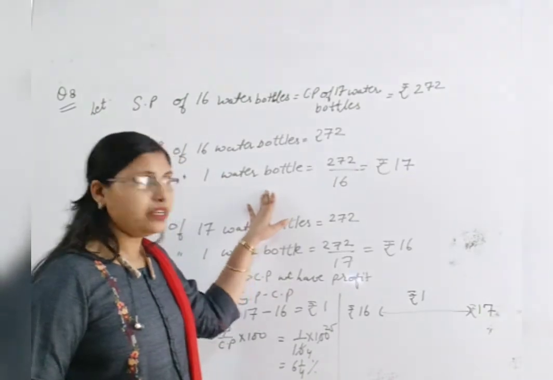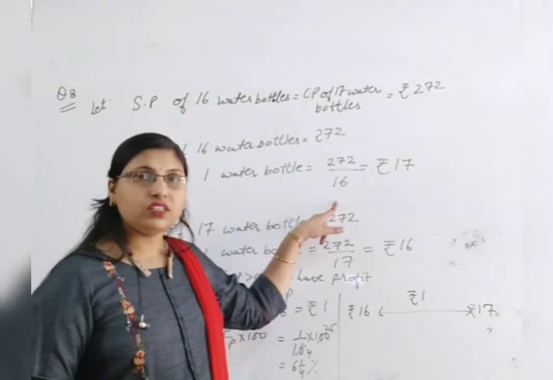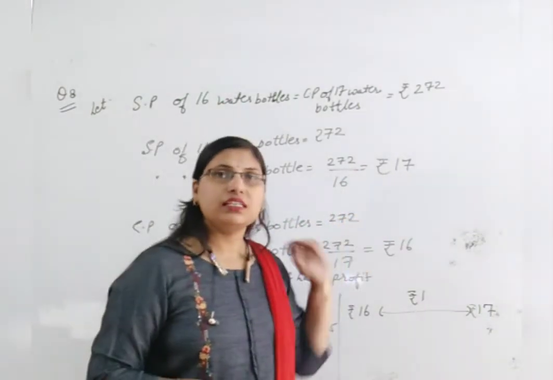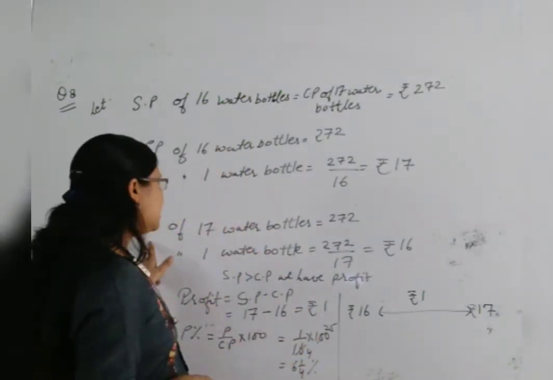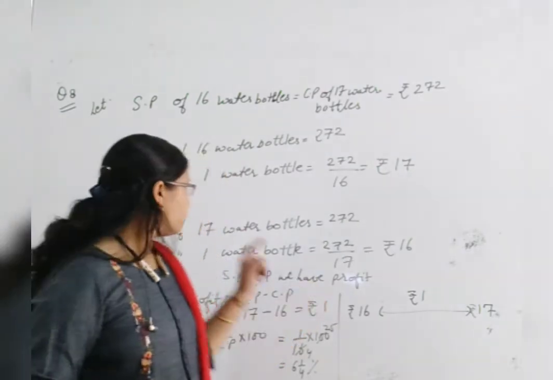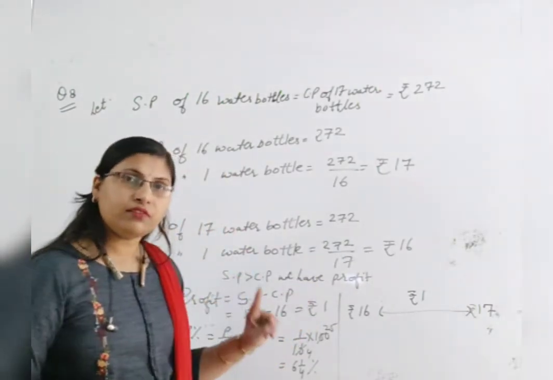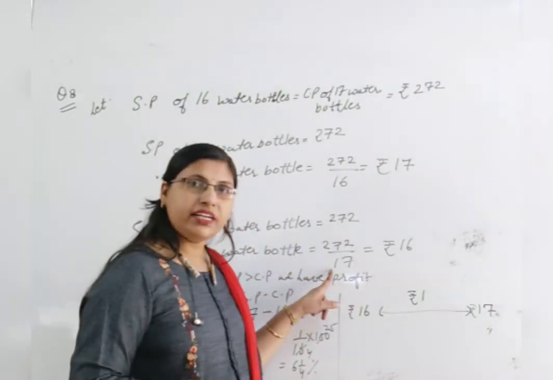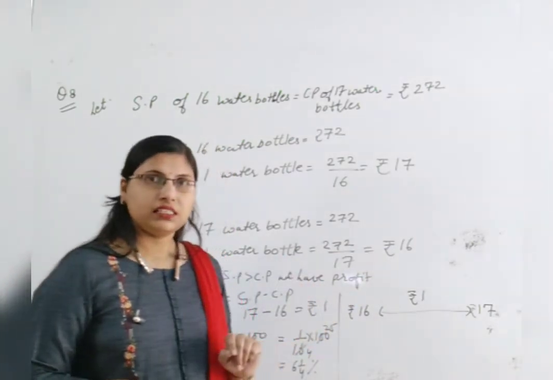So SP of 1 bottle we can calculate. This 272 will go in division by 16, so we will get rupees 17. Now the CP of 17 water bottles is equal to 272. So we can calculate the CP of 1 water bottle dividing by 17. We will get rupees 16.